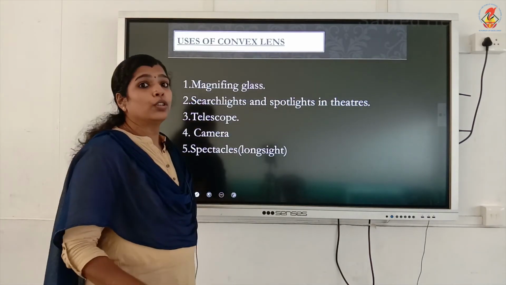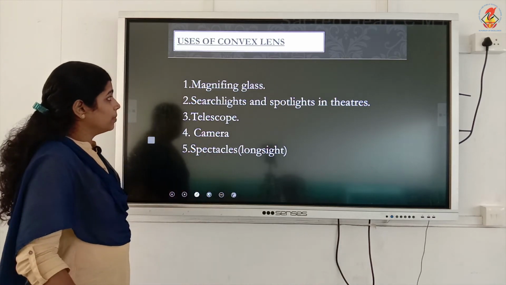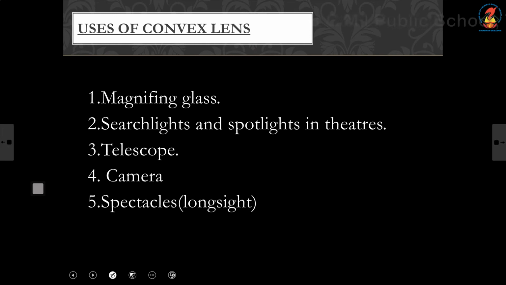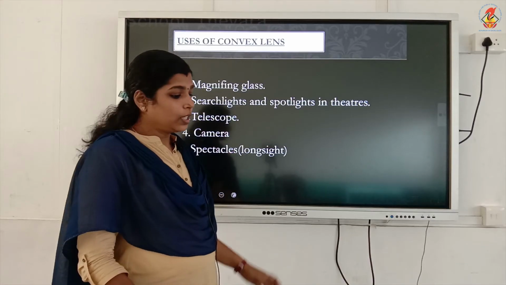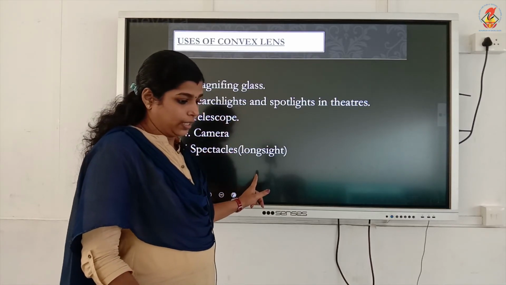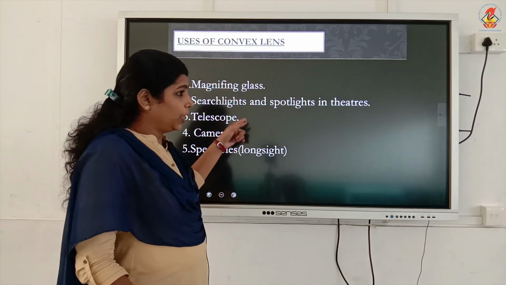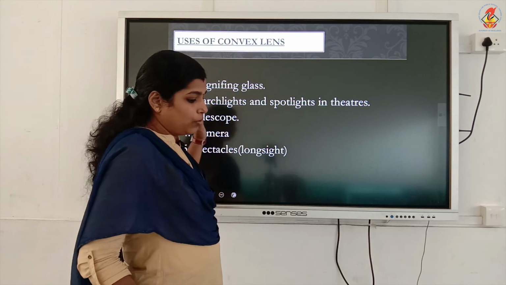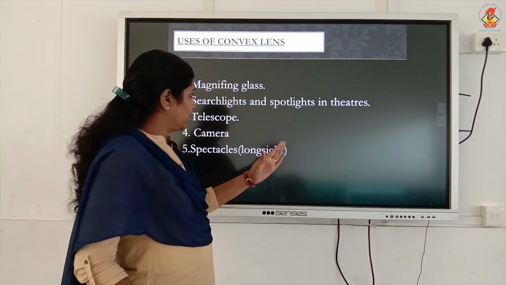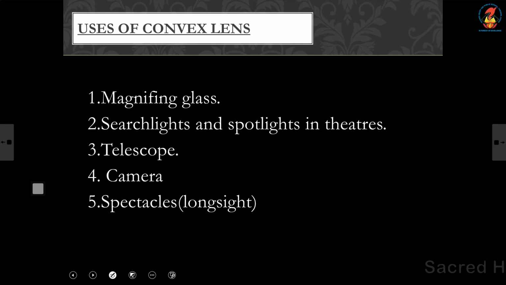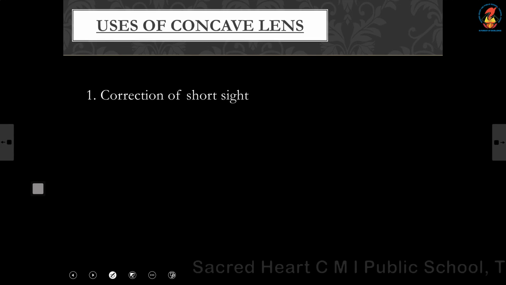So, what are the uses of convex lens? It's used as a magnifying glass or simple microscope. It's used in searchlights and spotlights in theatres, in telescope, in camera and in spectacles for the correction of long sight. Then, what is the use of concave lens?